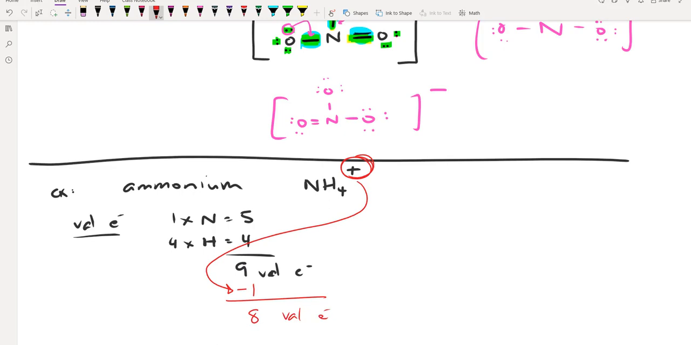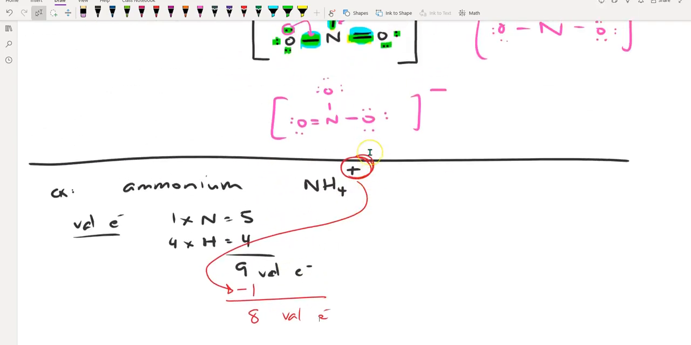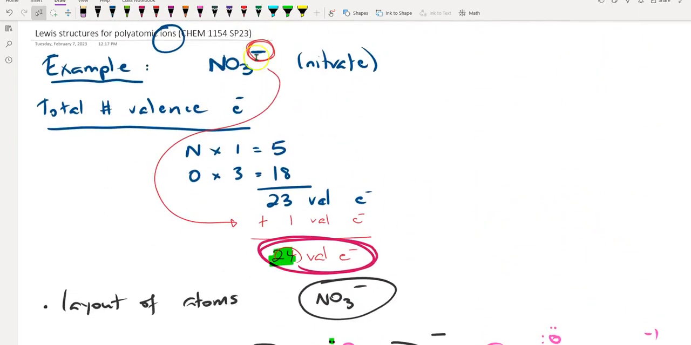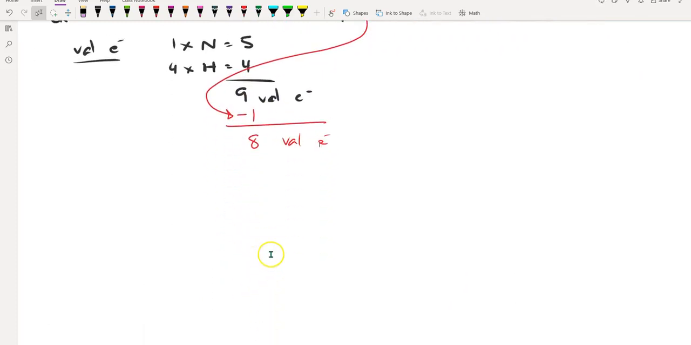So when I draw my structure, I need to have those 8 electrons in it, right? So it's the opposite of what we did when we had a polyatomic ion with a negative charge. We added those electrons in. When we have a polyatomic ion with a positive charge, we take that many electrons away. So then our layout that we're going to have here for NH4 plus.